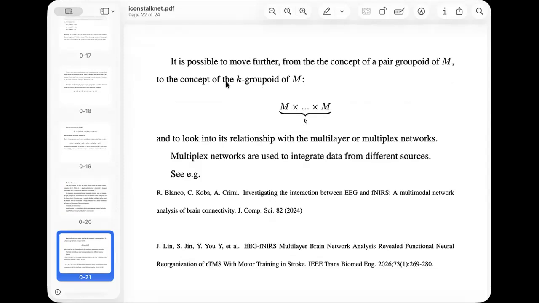It is possible to move further from the concept of a pair groupoid of M to the concept of the K groupoid of M. As I said, it is a direct product of K copies of M. These higher level structures have an intrinsic relationship with the multi-layer or multiplex networks. Multiplex networks are used to integrate data from different sources, for example, from EEG and fNIRS, as shown in these two recent papers.